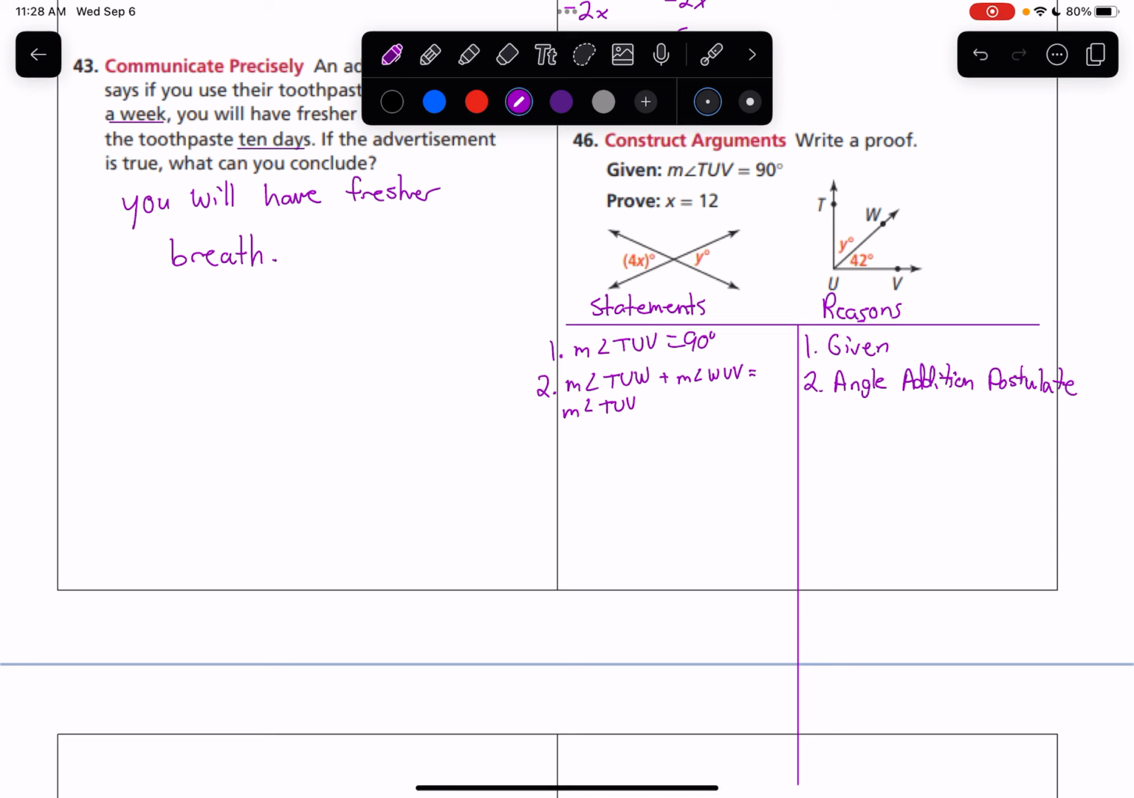All right, step 3. Now I have variables that I can put for the measure of angle TUV. I know that that is y degrees, plus the measure of angle WUV. I know that is 42 degrees, equals, and I'm going to use my given information, equals 90, because I'm substituting that in. So each of those gets substituted in, so I'm using substitution.